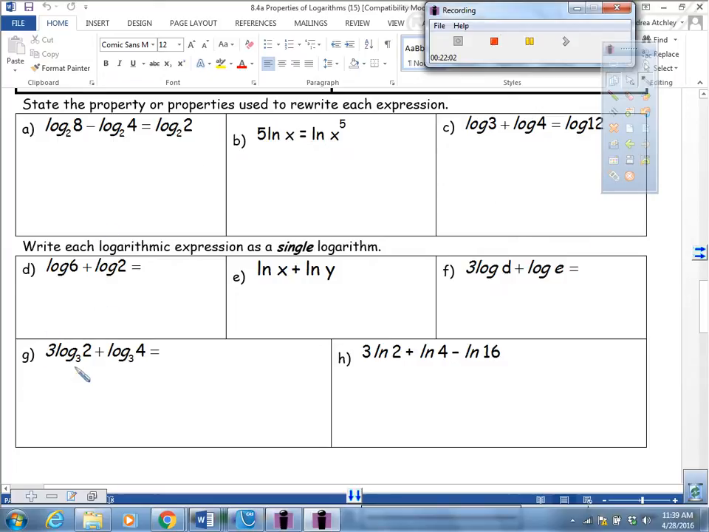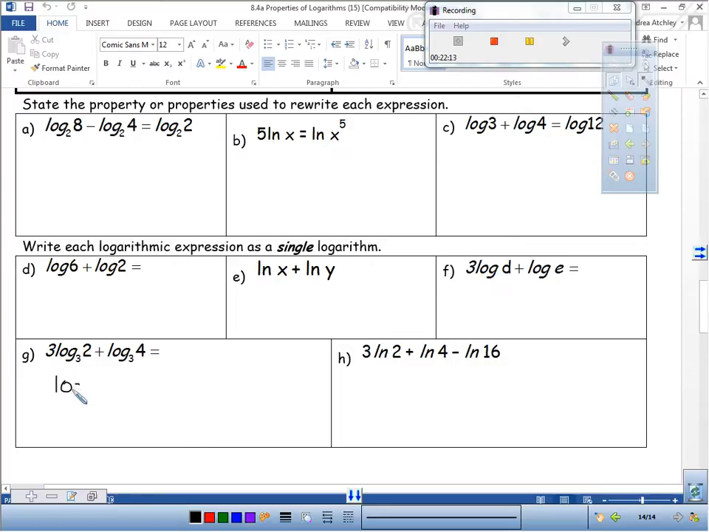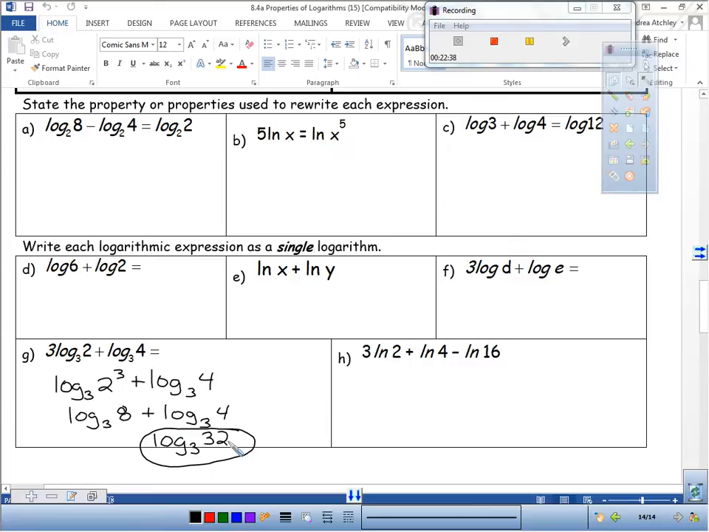Okay, we're back up here. So we're here. So this should be the log base 3 of 2 cubed plus the log base 3 of 4. Okay, that's going to be the log base 3 of 8 plus the log base 3 of 4, which gives me the log base 3 of 32. Any questions over that? We're all good?